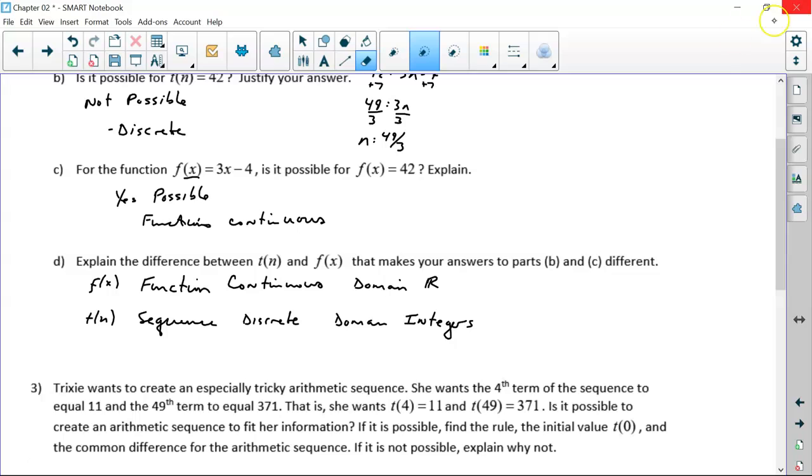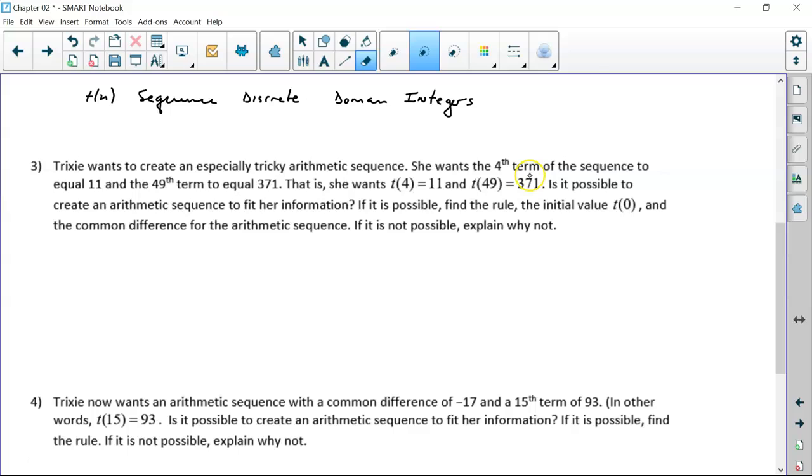All right. Now, we're moving into some more difficult problems. Not difficult, we just have to bring it from a new way to write it into an old way to write it. So Trixie wants to create an especially tricky arithmetic sequence. He wants the 4th term to equal 11 and the 49th term to equal 371. That means that T of 4 equals 11 and T of 49 equals 371. Is it possible to create an arithmetic sequence?